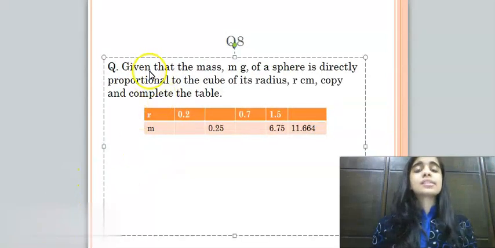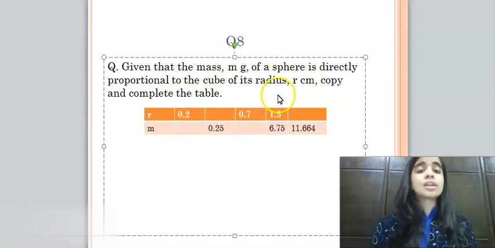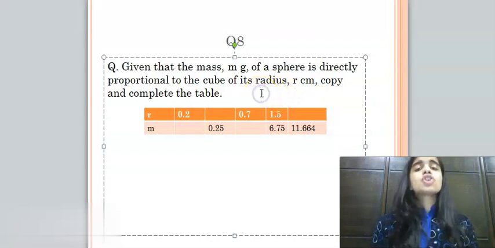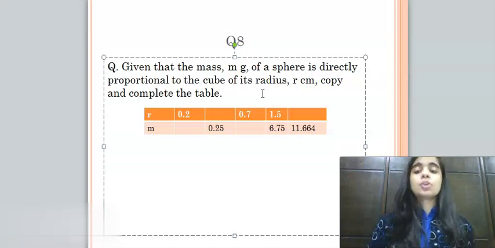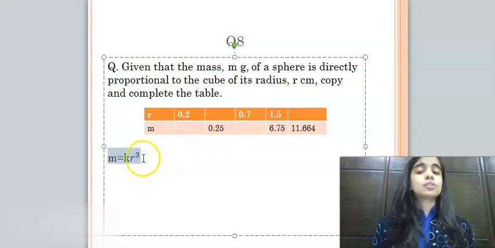Now question 8 says, given that the mass m gram of a square is directly proportional to the cube of its radius r centimeter, copy and complete the table below. Okay, so what will be the relationship? It's radius and radius is in cube. So mass is directly proportional to r cube. So this will be the equation. Okay, and we need to find the value of k.